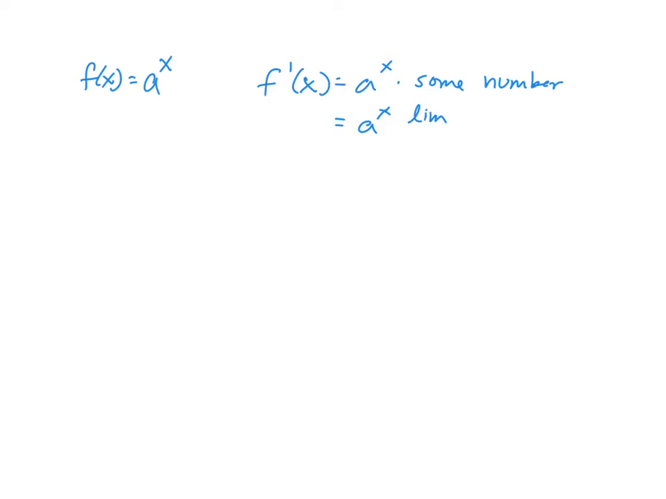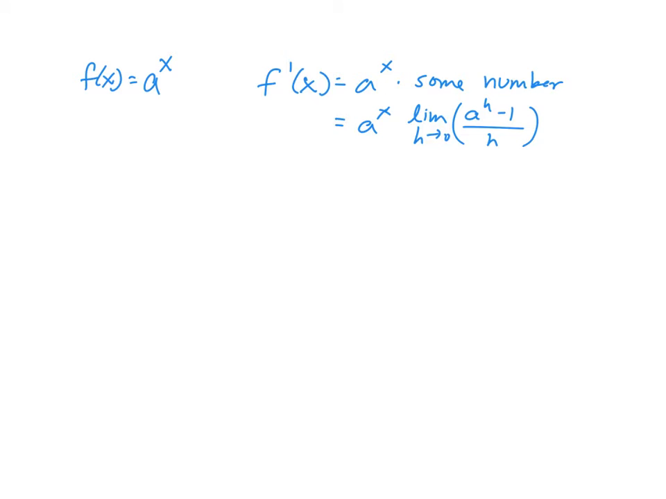For this last little bit, I'd like to look at the function a to the x. In an earlier section, when we had this exponential function, we got that f prime of x was a to the x times some number, and that number was controlling the vertical stretch or shrink. Using the definition of the derivative, we got that this number was the limit of (a to the h minus 1) over h as h goes to 0.